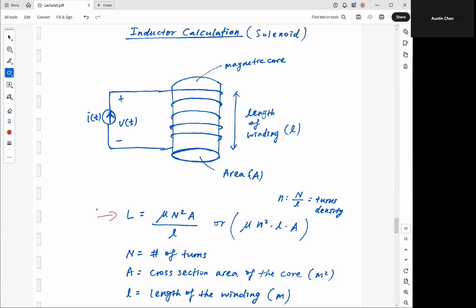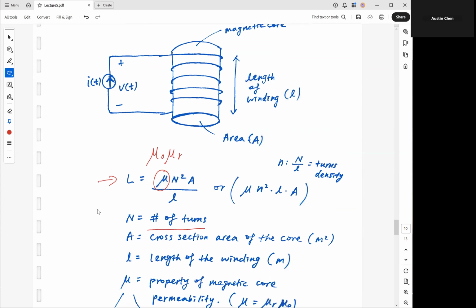So this L depends on mu, which is your permeability, mu naught mu r. Mu r is the relative permeability depending on the material that we have. We have a magnetic core here, magnetic material, so mu r is going to be greater than 1 in this case. And times n squared, where n is the number of turns shown over here, and A is the cross-section area of the core itself. And the length is the length of the winding.